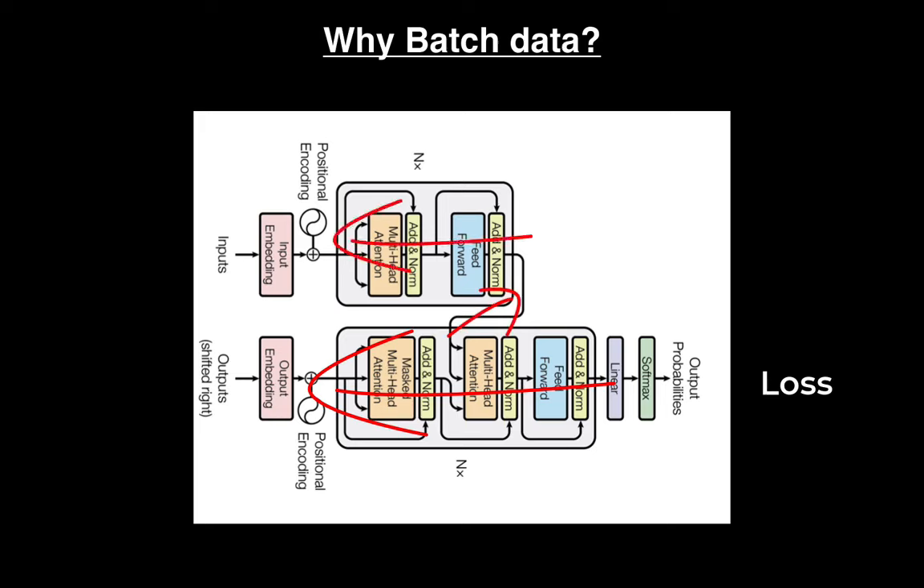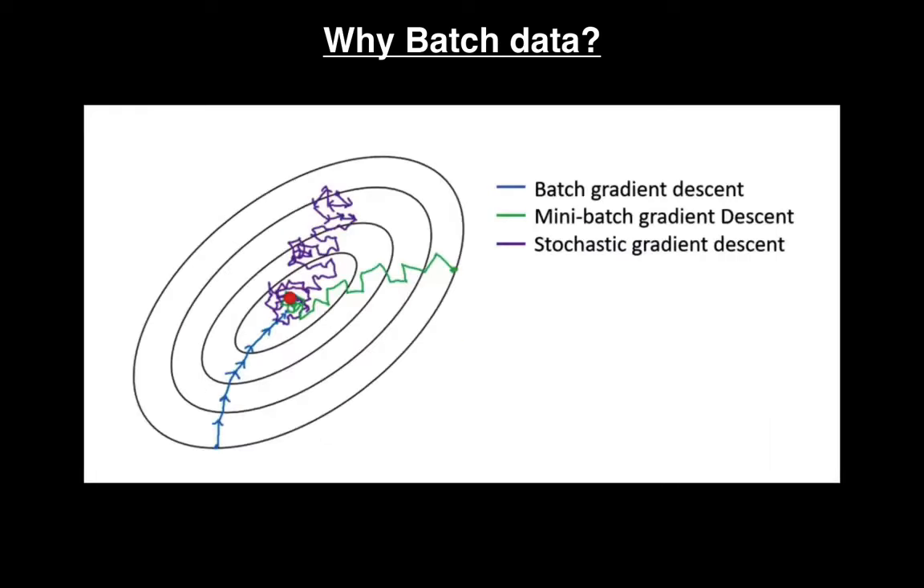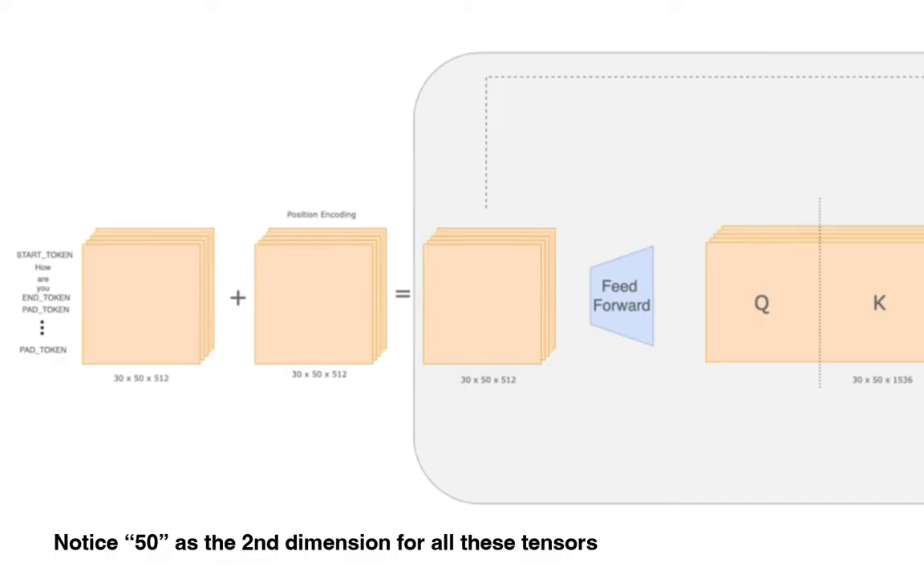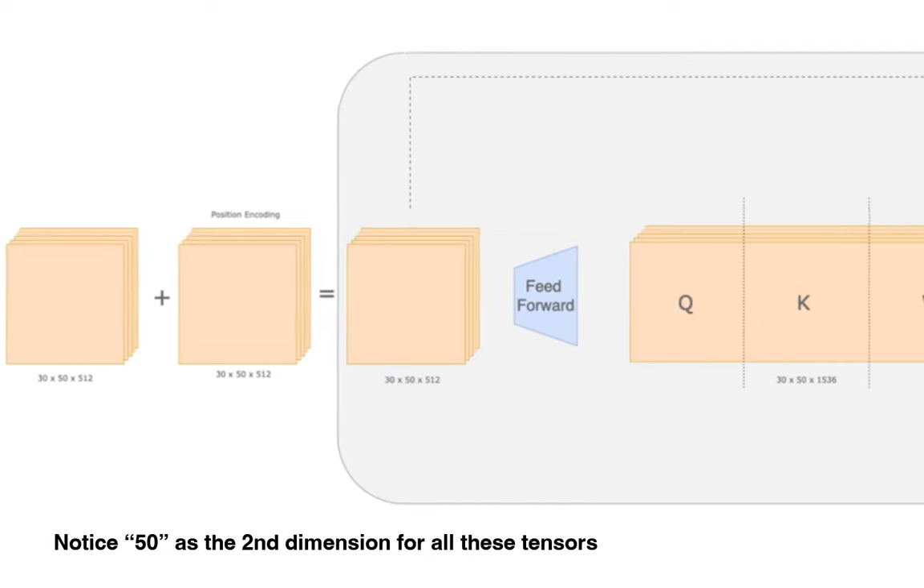So instead of updating the weights after every single sentence, we will update the weights after seeing a batch of sentence examples. And hence, mini-batch gradient descent is of common practice. And in our specific example, we are passing in 30 sentences at a time through the network before any update to our model weights happens. Now, why are we choosing 50 though for the maximum number of words in a sentence?